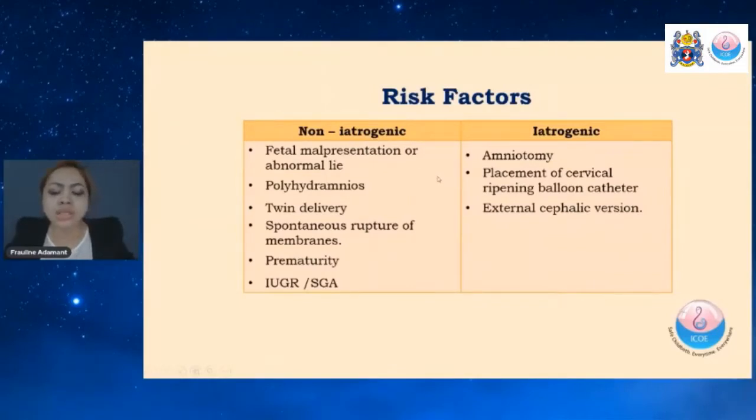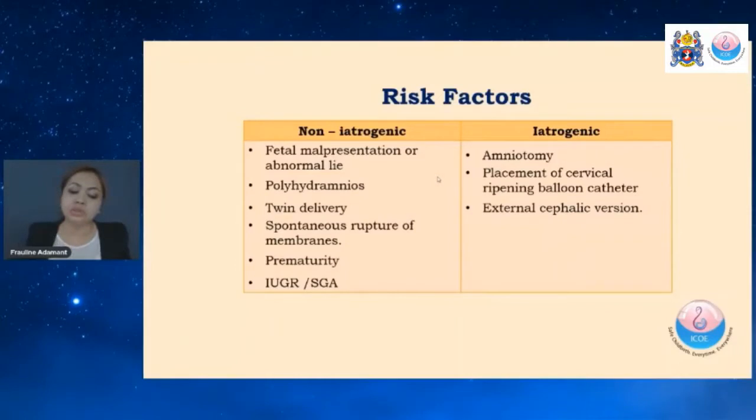The most important risk factor is malpresentation. As we all know, a normal presentation is known as cephalic presentation, where the head comes first. But in malpresentation, whether it is breech, transverse lie or oblique lie, there will be more space down the cervix, and the possibility of the cord to come down or slip out into the birth canal is very, very high.